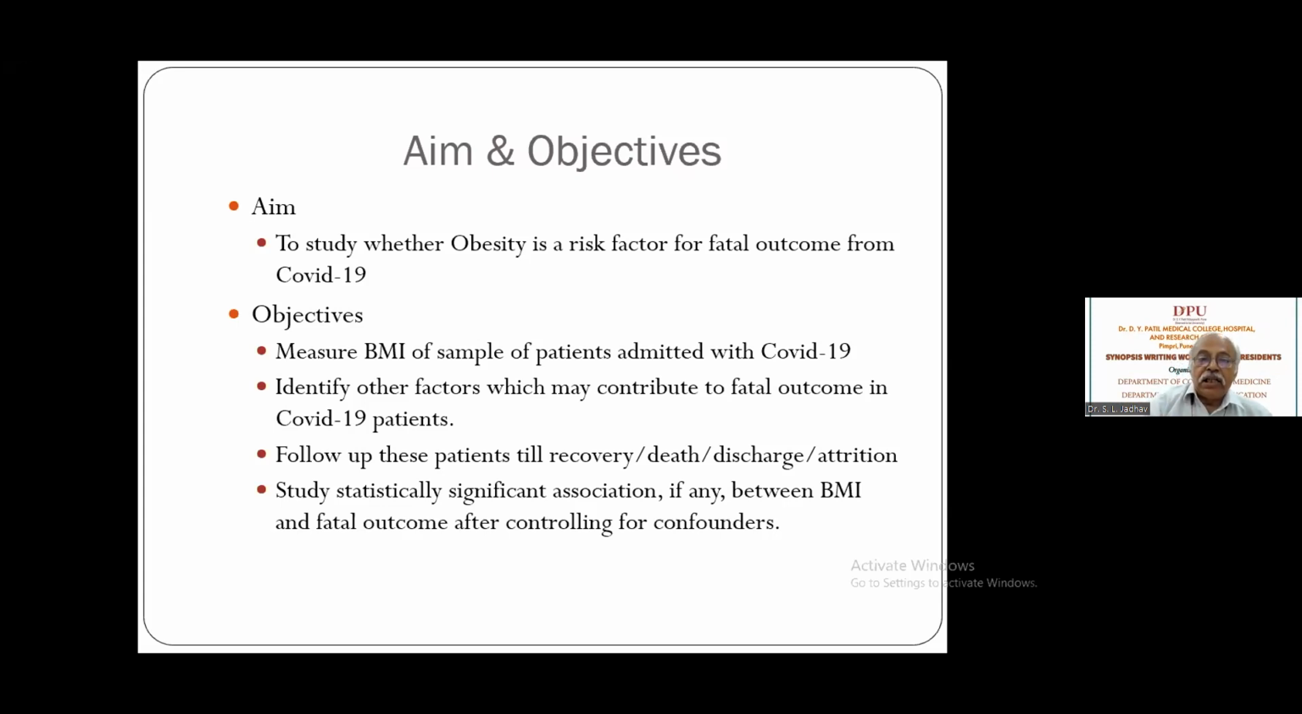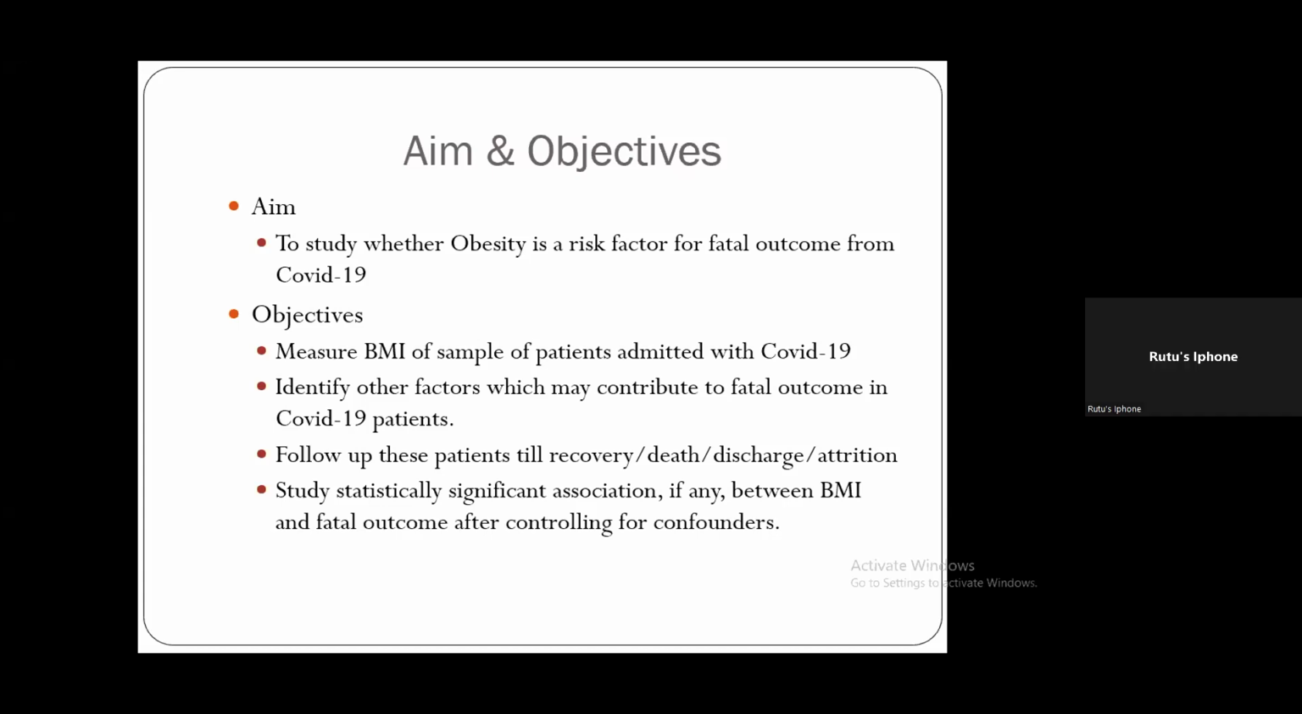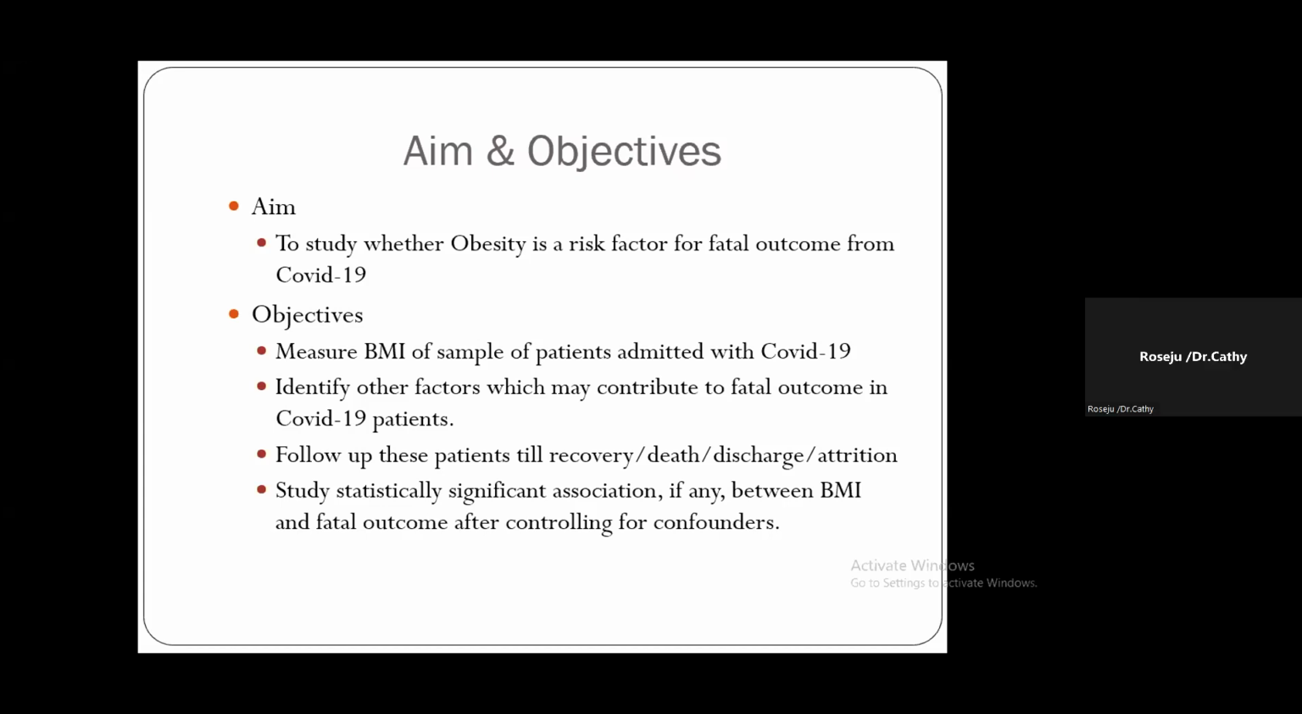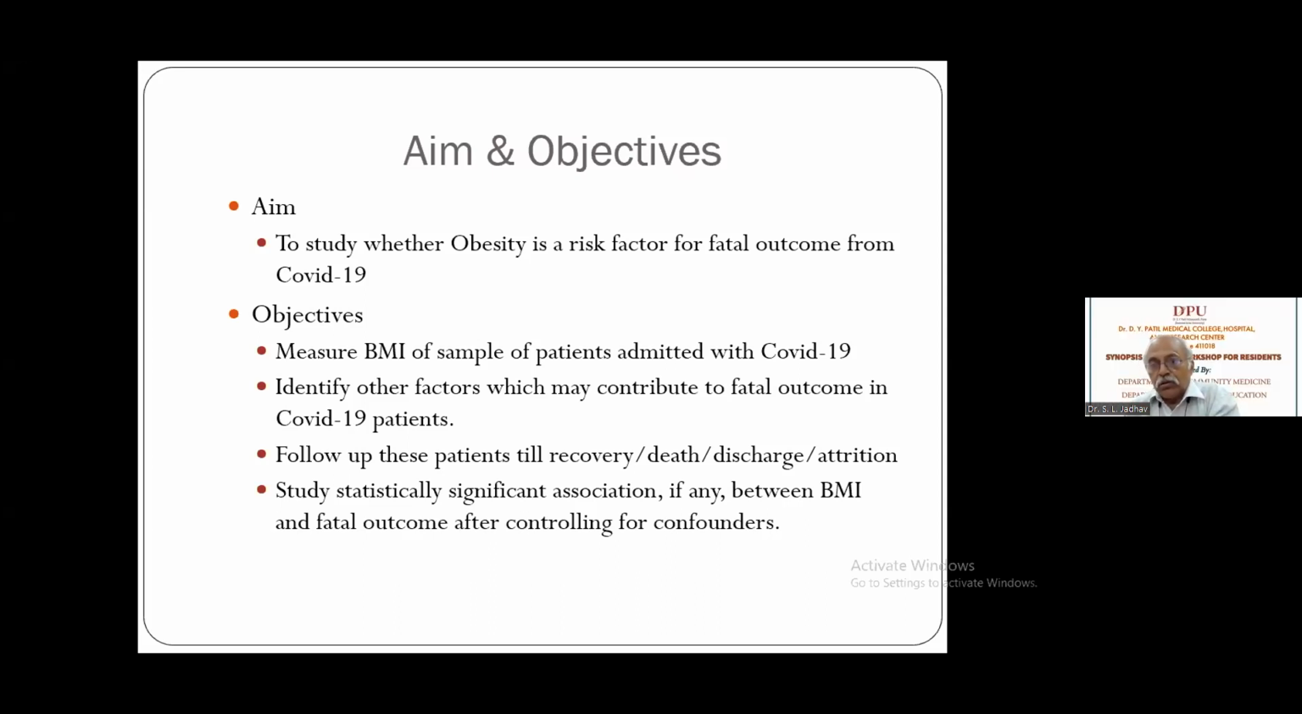Then identify other factors which may contribute to fatal outcome of COVID-19. We know now that diabetes can also, socioeconomic status, your hypertension, comorbidities, that can be the other factors, the diet, nutrition, other things. Because this will help later in controlling for these confounding factors. If you do not measure in advance in your objectives, you cannot salvage, and you may not know whether the association is due to obesity and COVID-19 outcome.